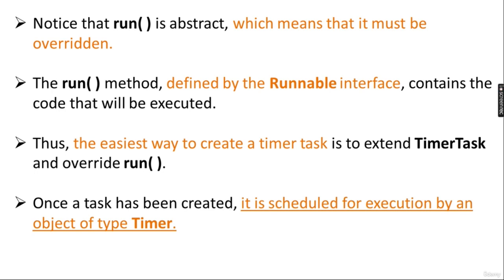The run method is abstract, which means that it must be overridden. Okay, abstract means it must be implemented. Defined by the Runnable interface, since you are implementing Runnable, run is compulsory and contains the code that will be executed. Whatever you write in the run method will be executed. The easiest way to create a TimerTask is to extend TimerTask and override the run method. So two things you have to do. Whatever class you generate will be a subclass of TimerTask, and second, it implements the Runnable interface, so it has to override the run method.